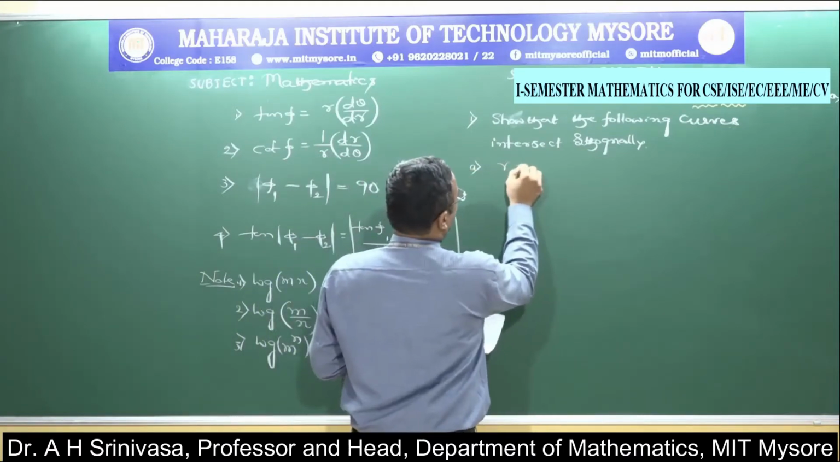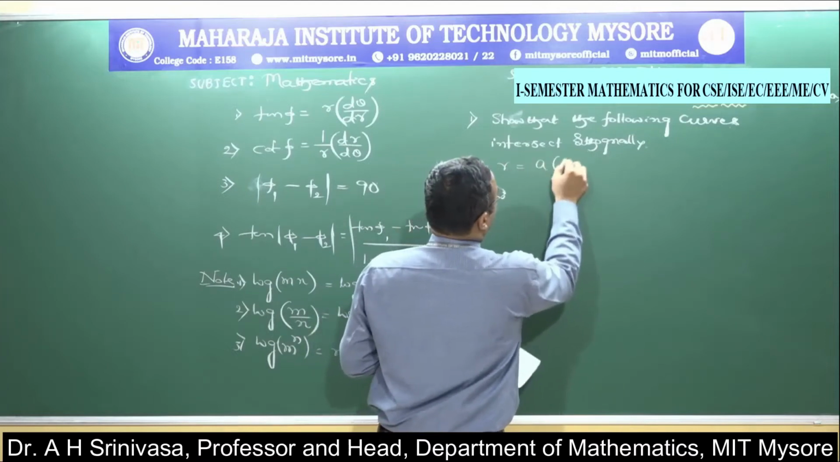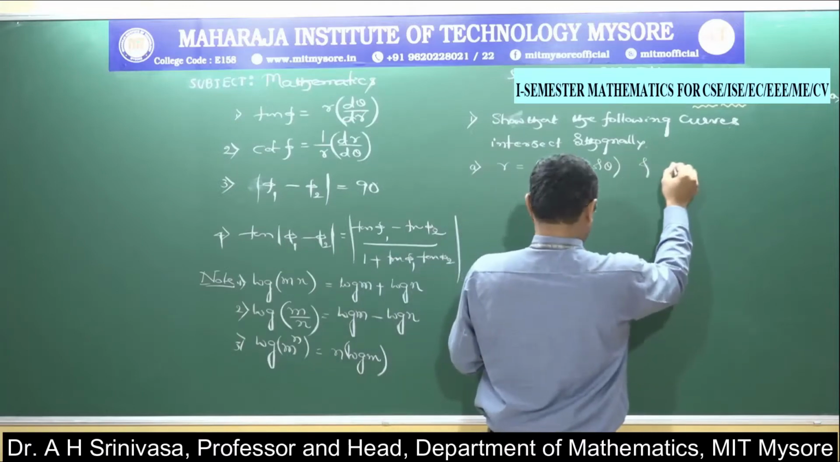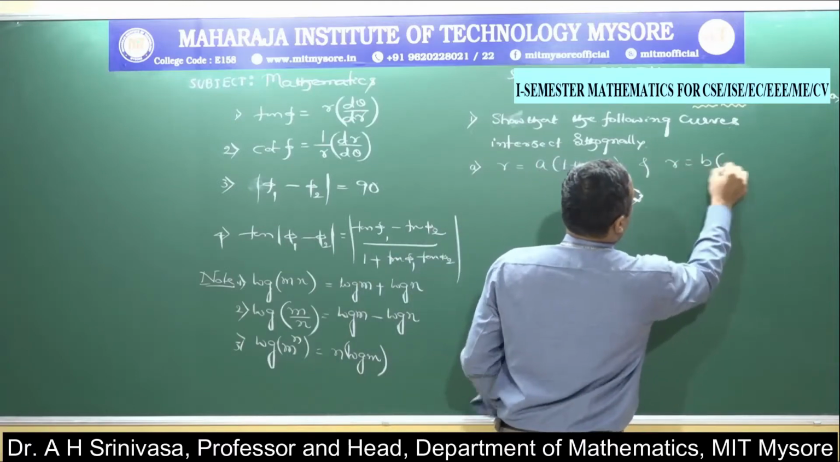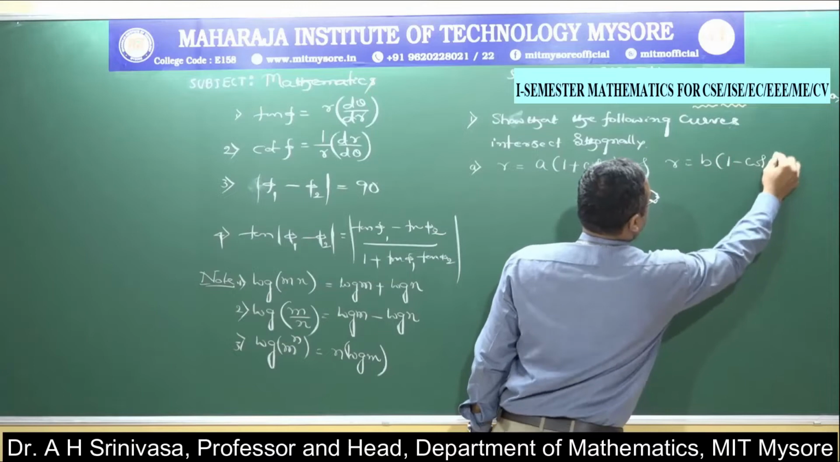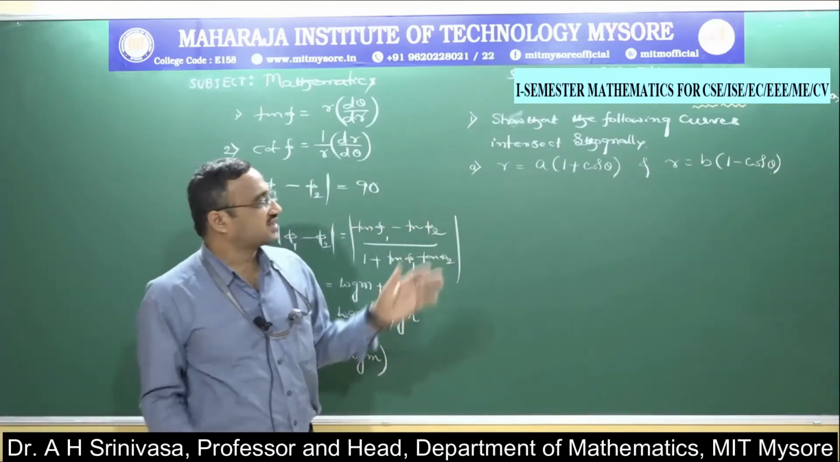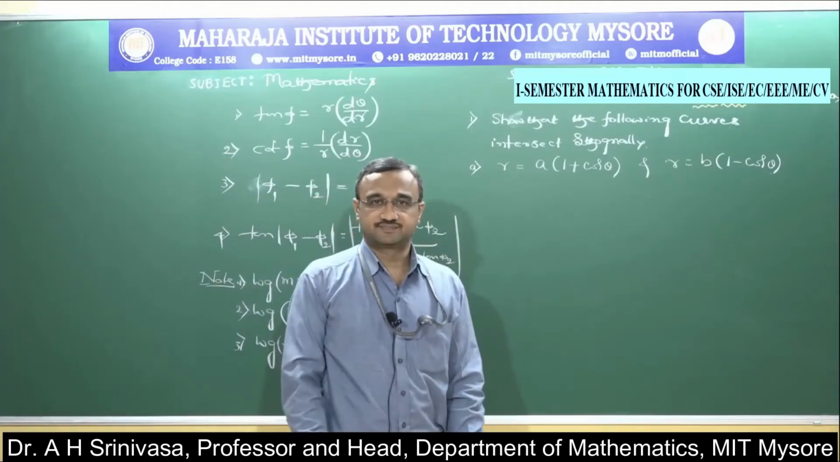It is r equals a times (1 plus cos theta) and r equals b times (1 minus cos theta). This is the problem they have given. They asked you to show that these two curves intersect orthogonally.